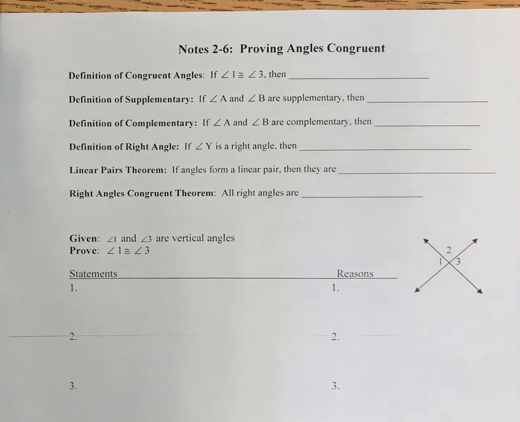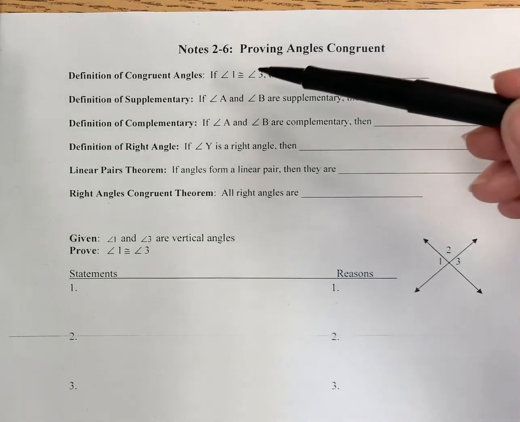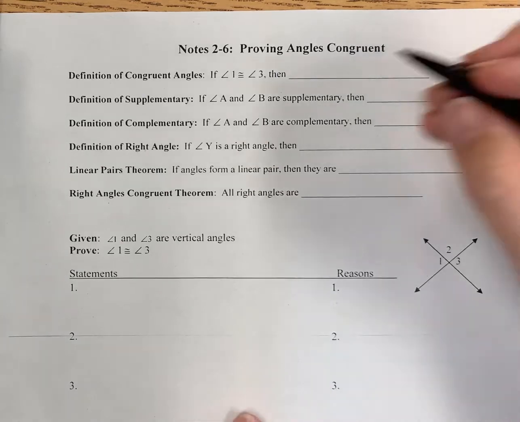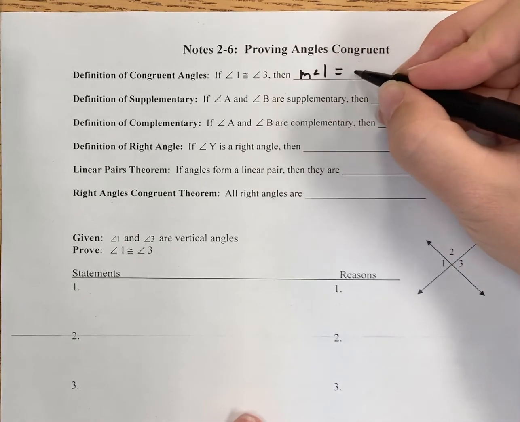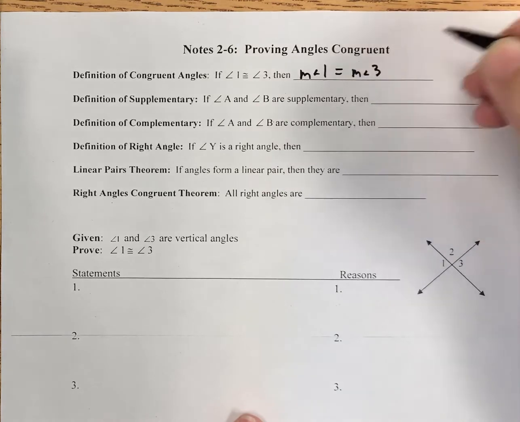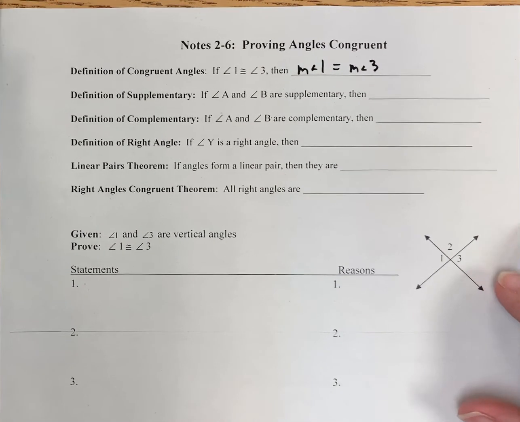So, again, these first 4 definitions here are things we've talked about before, but just to kind of remind us. The definition of congruent angles tells us that if, for example, angle 1 is congruent to angle 3, then we can say the measure of angle 1 is going to equal the measure of angle 3, and it also works vice versa. The measures are equal, then the angles are congruent.